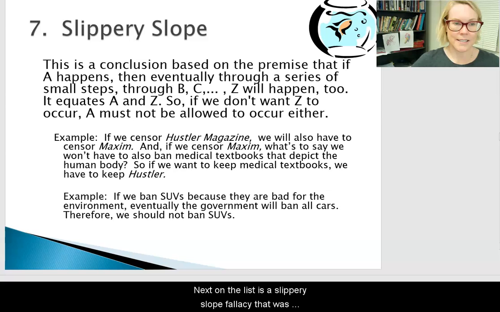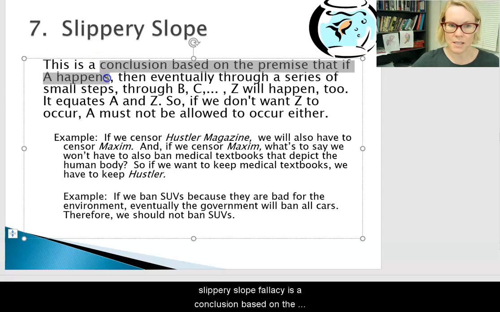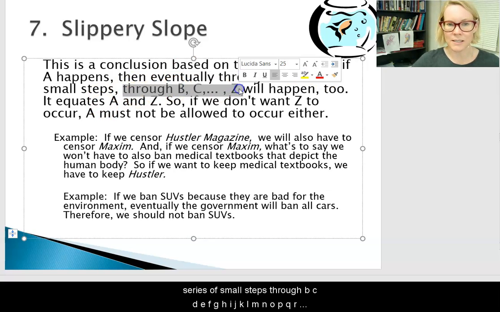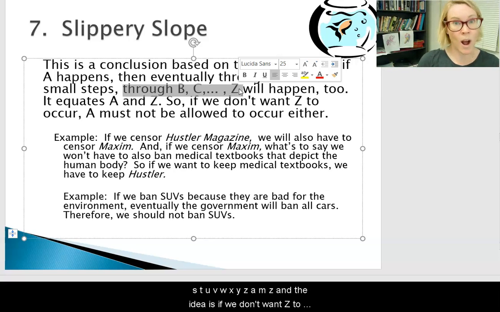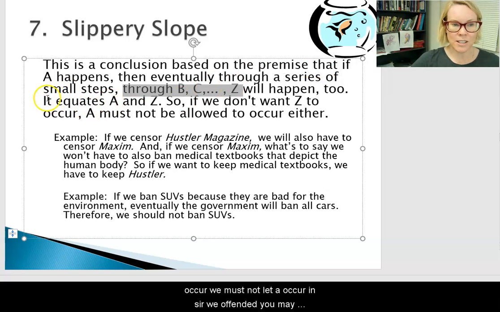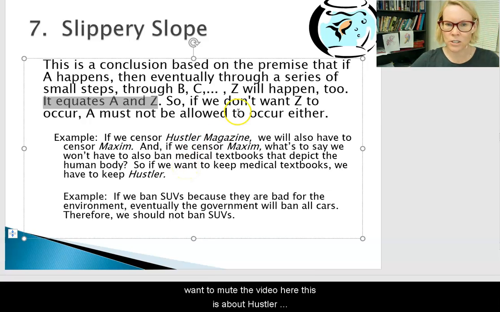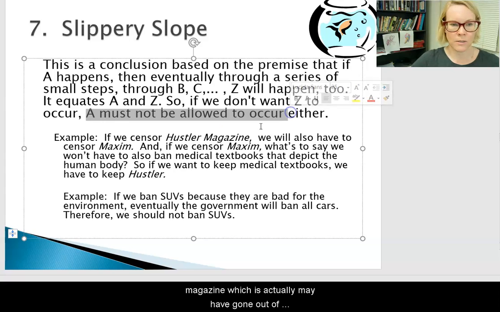Okay, next on the list is a slippery slope fallacy. Now, a slippery slope fallacy is a conclusion based on the premise that if A happens, then eventually, through a series of small steps, through B, C, D, E, F, G, H, I, J, K, L, M, N, P, Q, R, S, T, U, V, W, X, Y, that Z will happen too. So a slippery slope fallacy equates A and Z. And the idea is if we don't want Z to occur, we must not let A occur either.